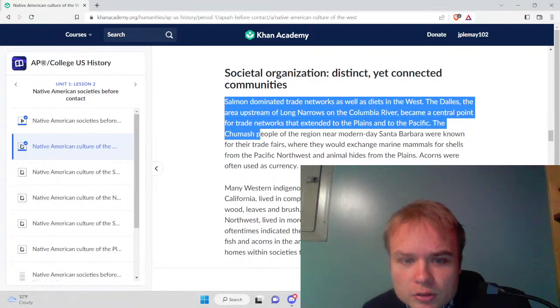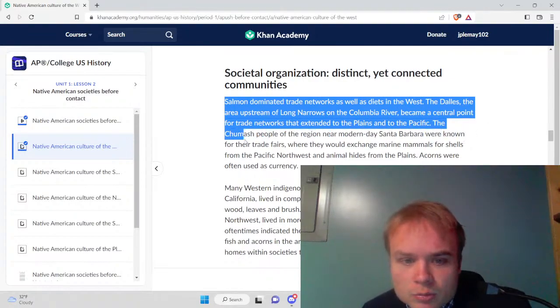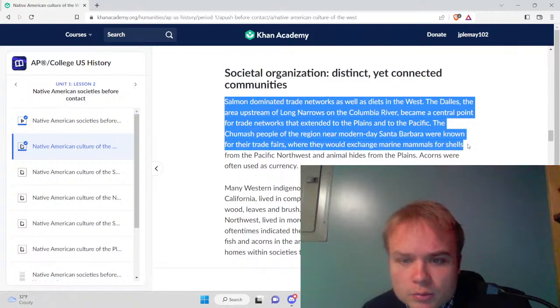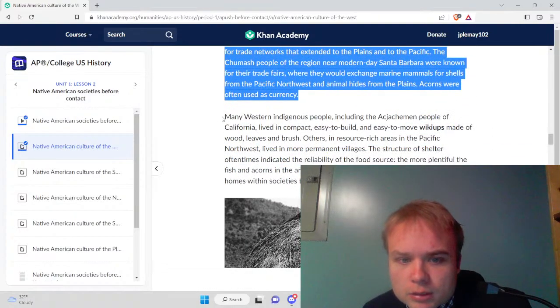Pacific. The Chumash people of the region near modern-day Santa Barbara ran trade fairs, where they exchanged marine mammals for shells from the Pacific Northwest and animal hides from the plains. Acorns were often used as currency.